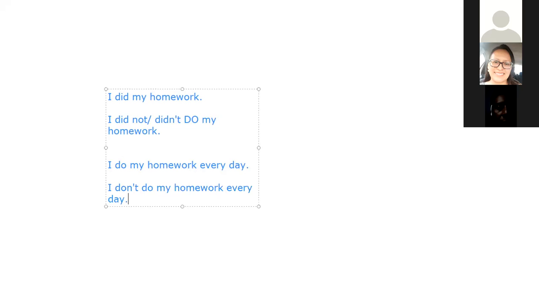Okay, but you can see here that we have do, tenemos lo que es el do, que es el verbo principal, hacer. Yo no hago mi tarea todos los días. Entonces lo mismo sucede acá. Tengo lo que es el did, pero está actuando como verbo. Y acá tengo lo que es el did not y el didn't, que actúan como el auxiliar negativo. Pero recuerden que siempre necesito lo que es el verbo después de este auxiliar negativo en su forma normal, que sería el do. No sé si me he dado a entender.